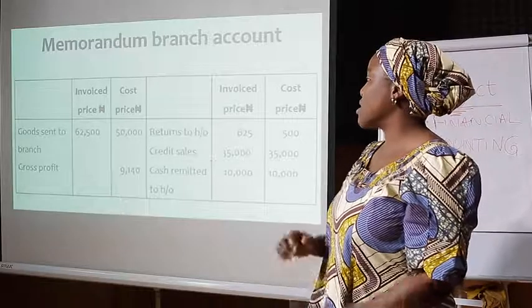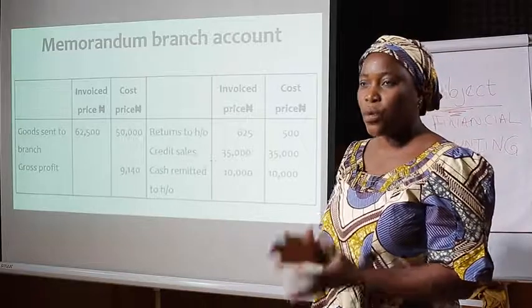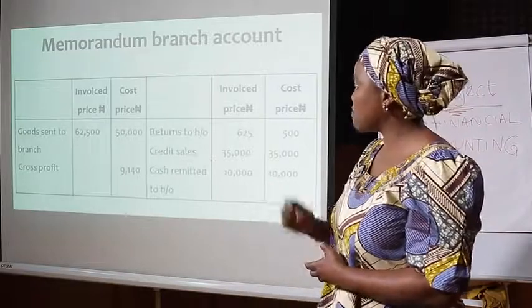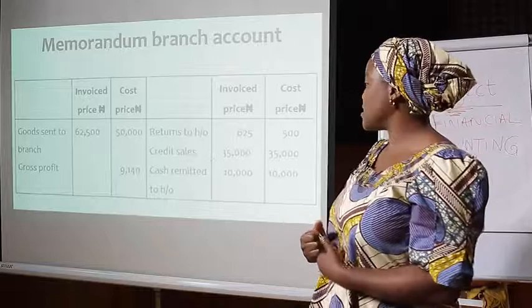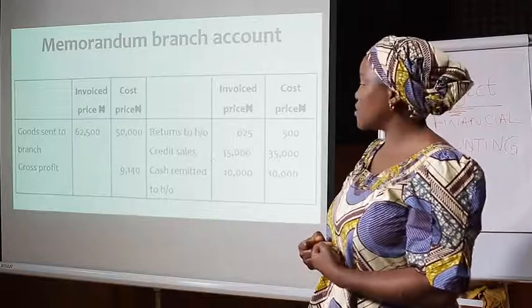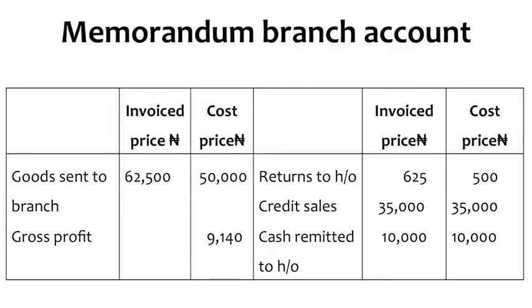Credit sales, there was no markup. There was no calculation on that. Pick the figure and put it under the invoice price, which is 35,000 naira, and under the cost price, 35,000 naira. Then we have cash remitted. There was no calculation. 10,000 naira was your cash remitted. It will go under your invoice price. Then the cost price, 10,000 naira.